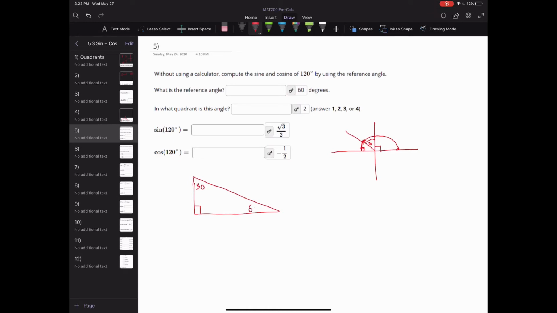30, 60, smallest side is 1, the largest side is 2, and then the square root of 3. So cosine of 120, the reference angle is 60, so that's the angle we're looking at. So it's the same as the cosine of 60. SOHCAHTOA, so it's adjacent over hypotenuse. Adjacent is 1, hypotenuse is 2. And remember, in this quadrant, cosine is negative, so it's negative 1/2.